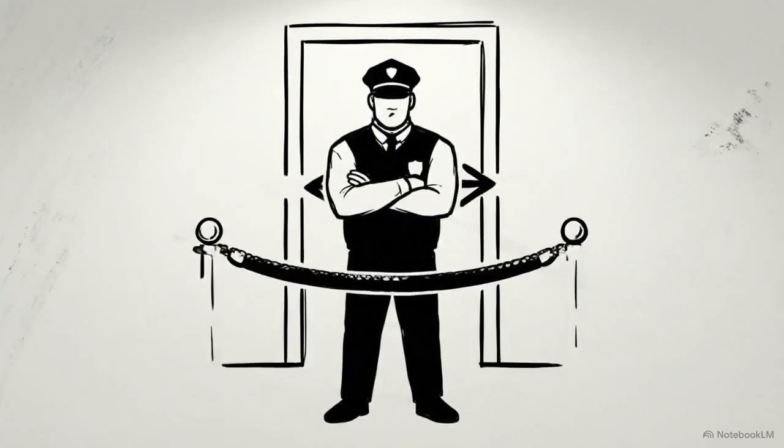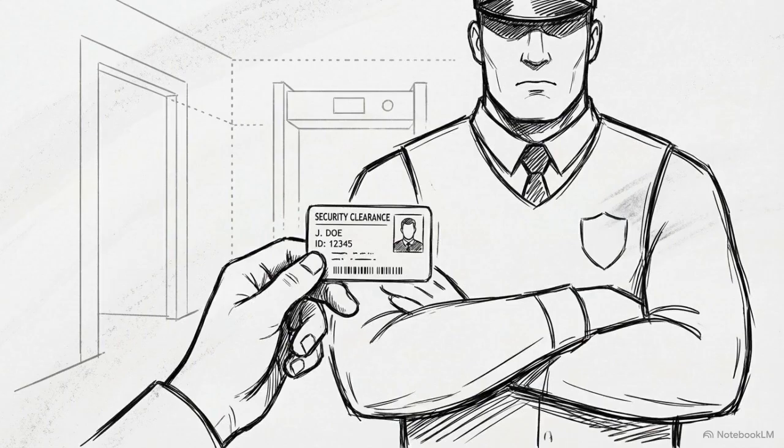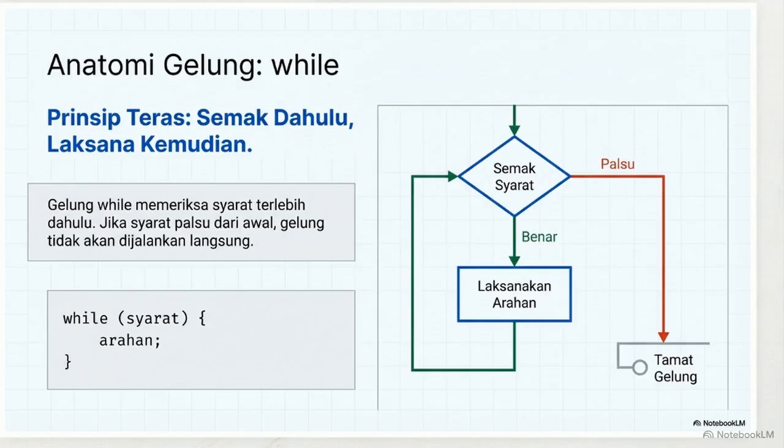The first type is the while loop. You can think of it like a strict bouncer at the front door of a club. You must prove you meet the requirements before you are allowed to take a single step inside. This flowchart illustrates its core operational logic. Check first, execute later. The program evaluates your condition right at the start. If the condition is false, your path is blocked.